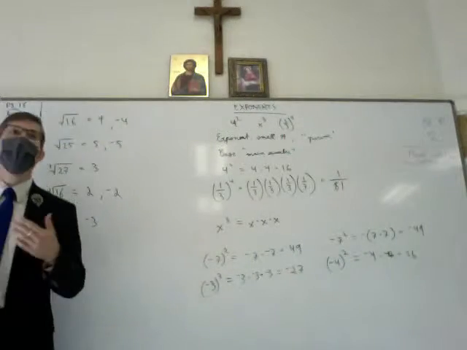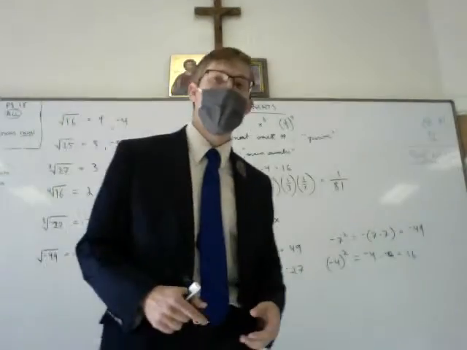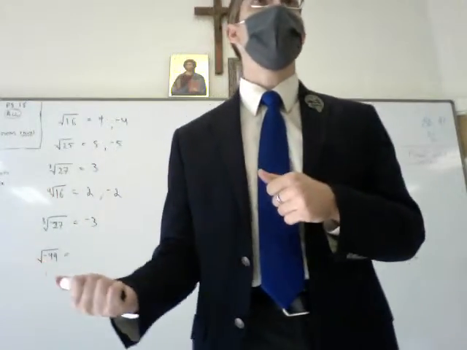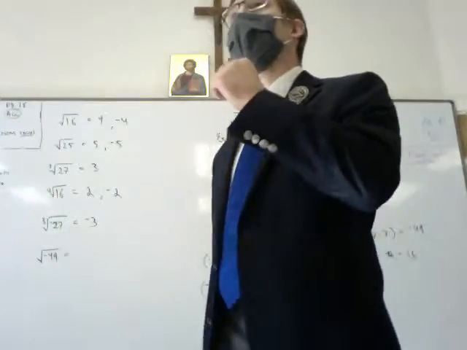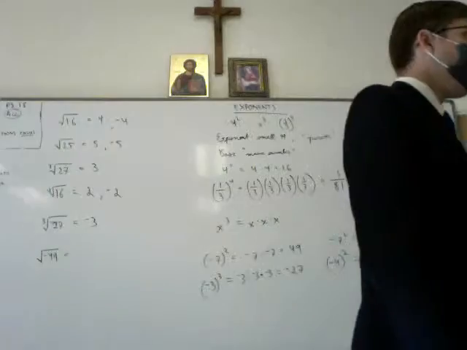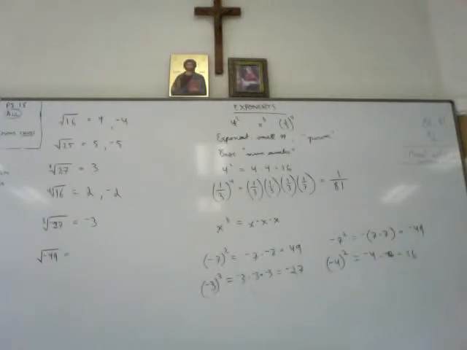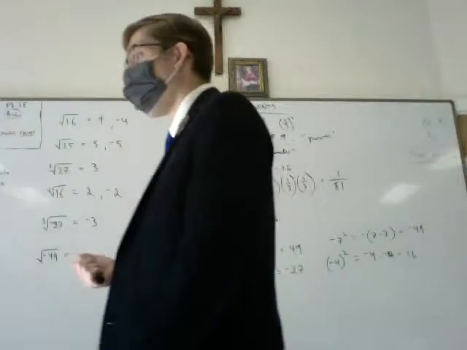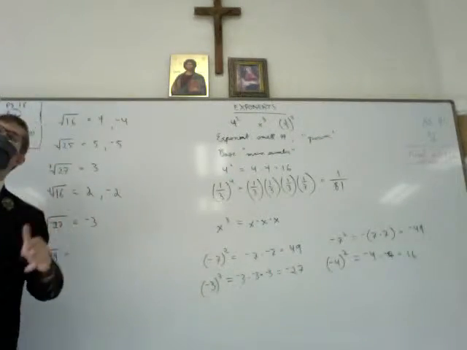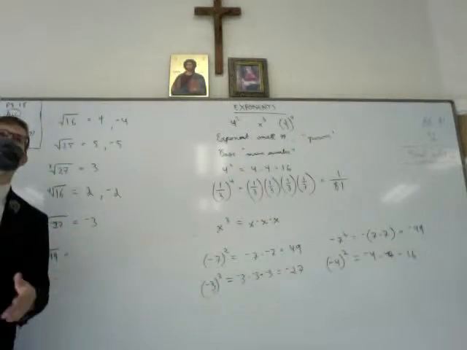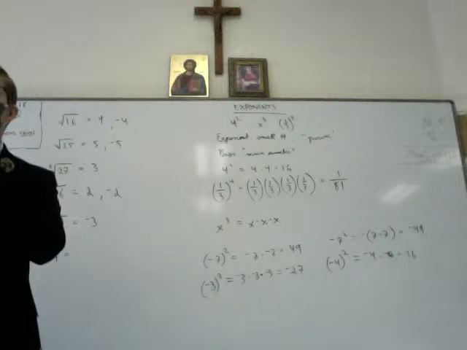The problem is when we take the square root, we're looking for a number that we can multiply by itself and get that number. What number can we multiply by itself and get a negative? We can't do that. Why? Because what happens if we try something positive? What's a positive times a positive? A positive. What if we try something negative? What's a negative times a negative? Also positive.